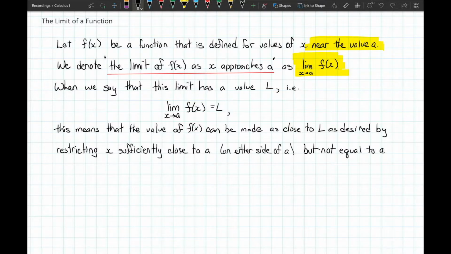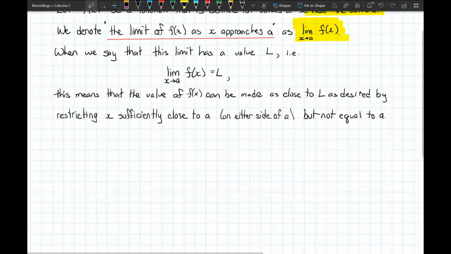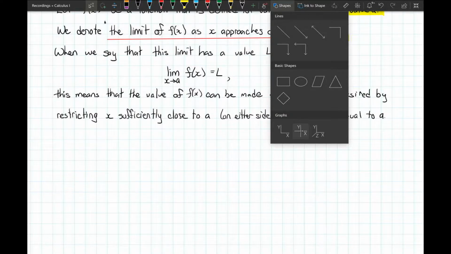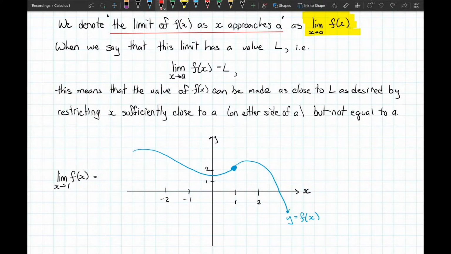So let's see if we can come up with an example graphically about finding the limit of a function as x approaches a. Here I've got an example of a function y equals f of x. And let's see if we can find the limit of f of x as x approaches 1, just graphically, to get a better sense of what this means. The function is defined for values that are just slightly less than 1, and just slightly greater than 1. So we would say that this function is defined for values of x near 1.